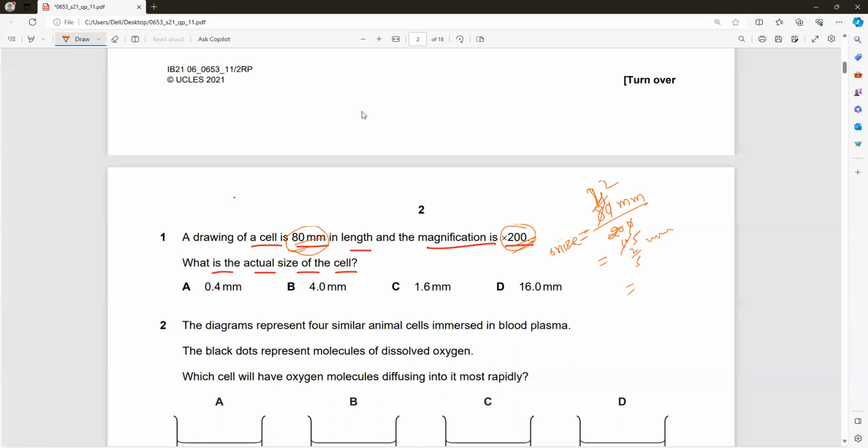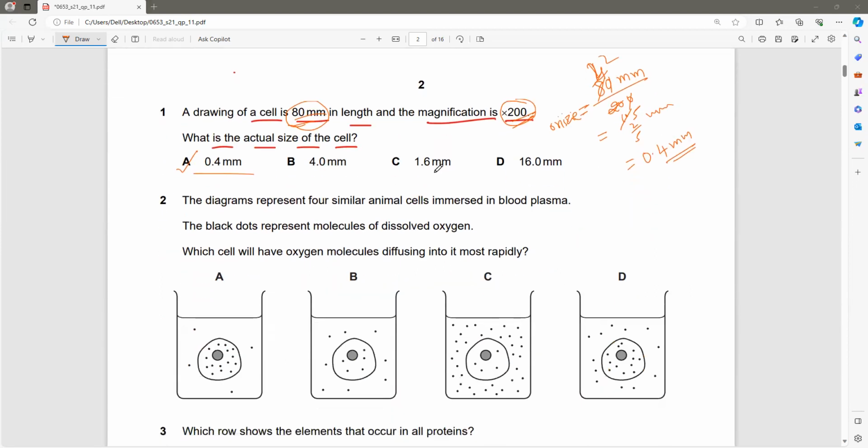2 by 5 mm means how much, everybody? Anybody? 0.4. That is the original size. So generally, based upon the size and the magnification, we will find the actual size of the cell. The drawing size divided by the magnification will give you the actual size. Even case study questions in lenses and reflection of light have a question related to this. That I will also show you.